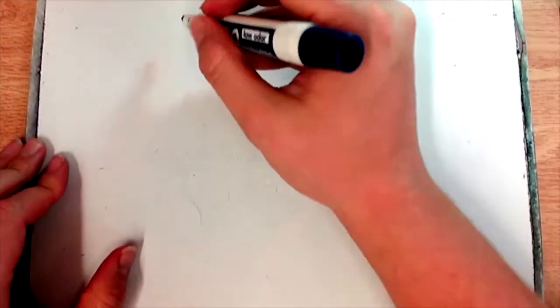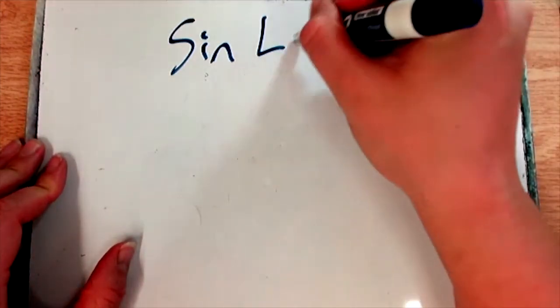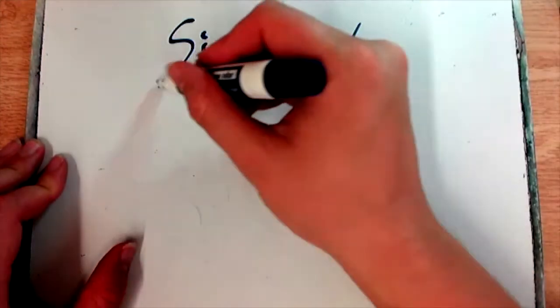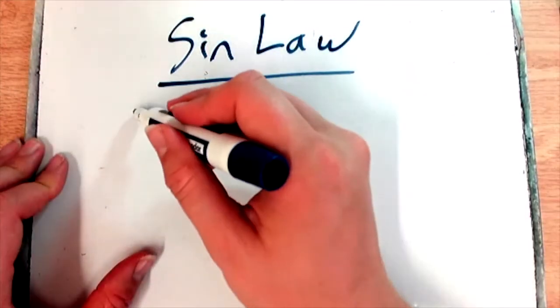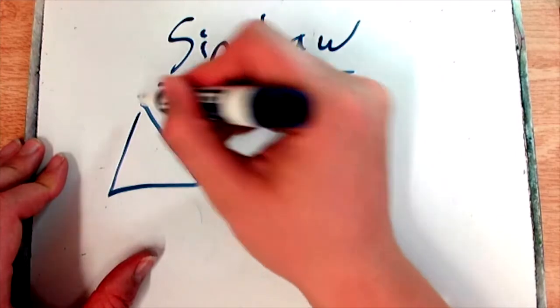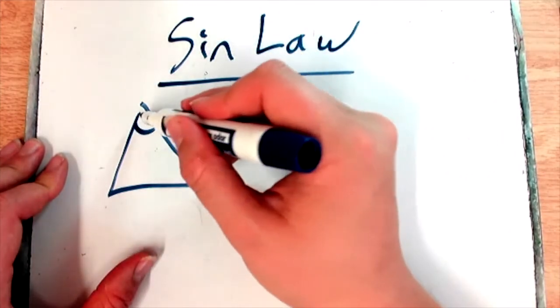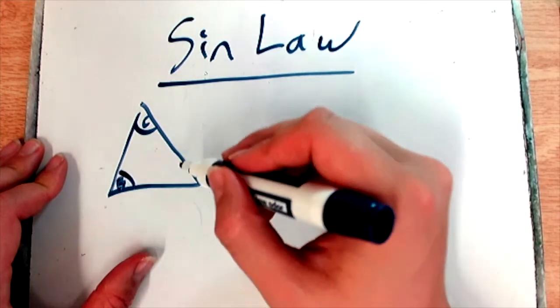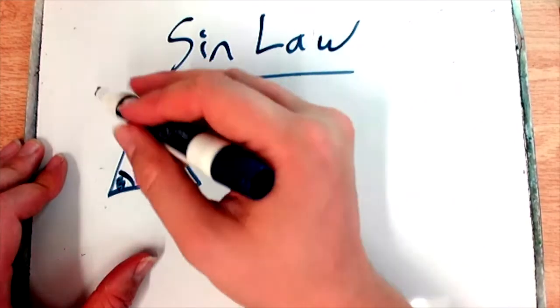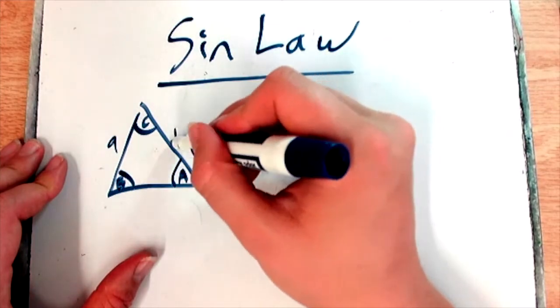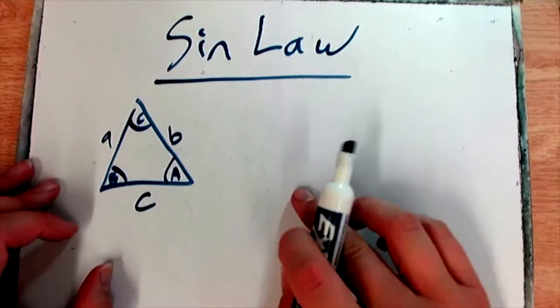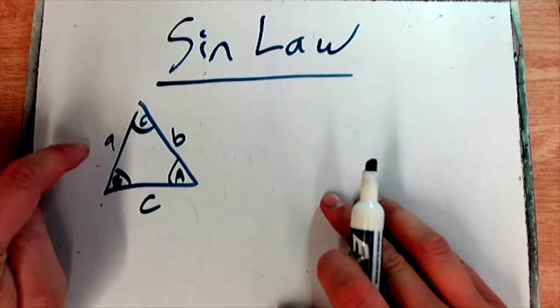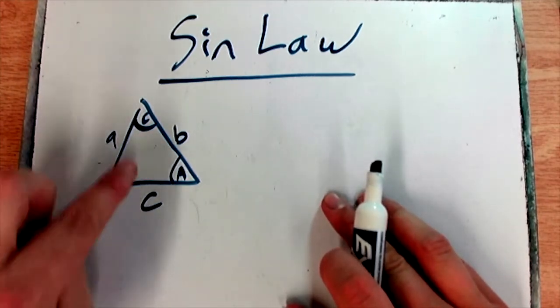So the last two things. Sine law. This is a law that basically says in a triangle, I've got three angles. I've got angle C, angle B, angle A. Then this is side A, side B, and side C. So sometimes we need to talk about angles, sometimes we need to talk about sides. We're going to do that in a corresponding way.